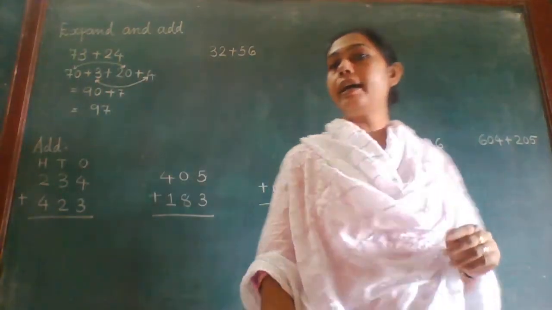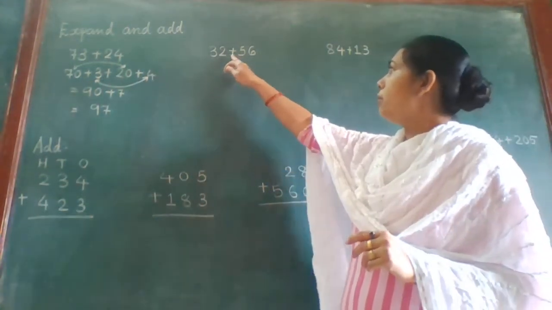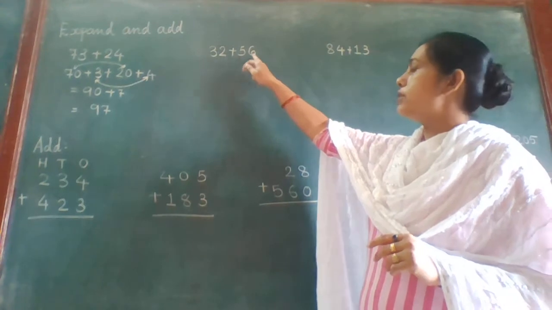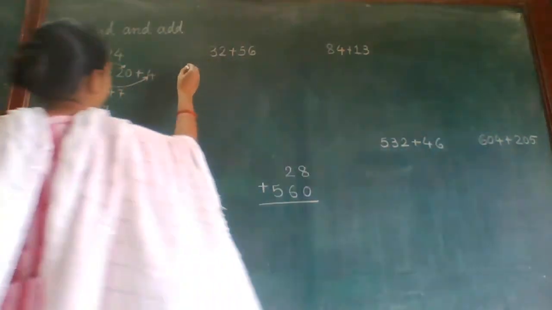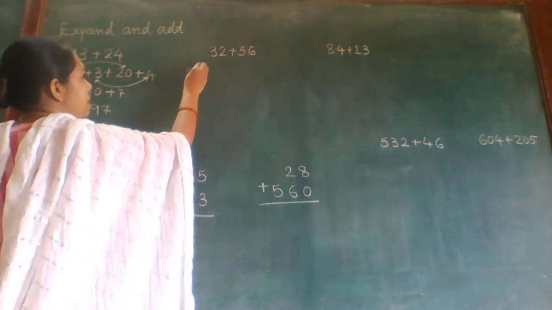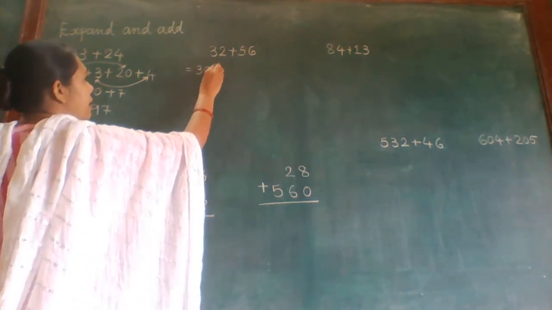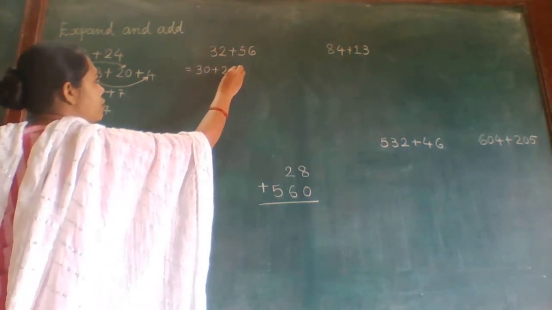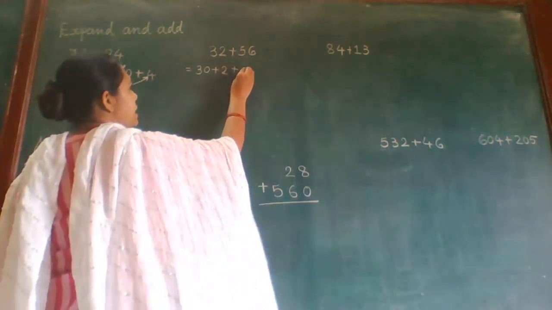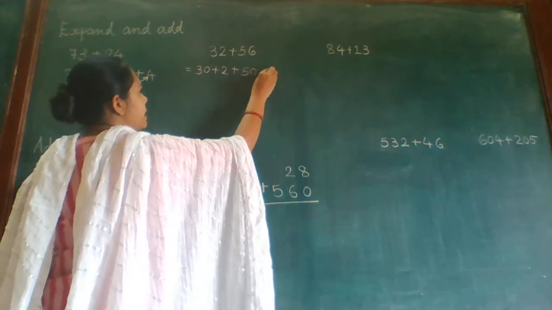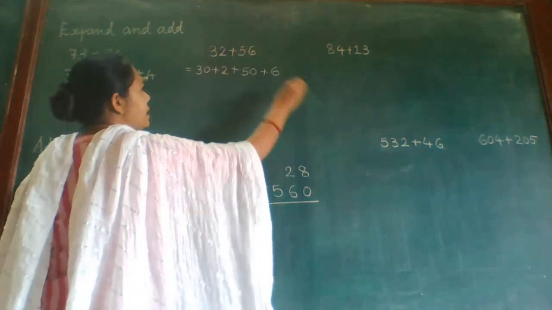Understood? Now 32 plus 56. First of all, we have to expand the number. 32. 3 is on tens place, so it is 30. 2 is on ones place, it is 2 only. Plus 5 is on tens place, it is 50. And 6 is on ones place, so it is 6.